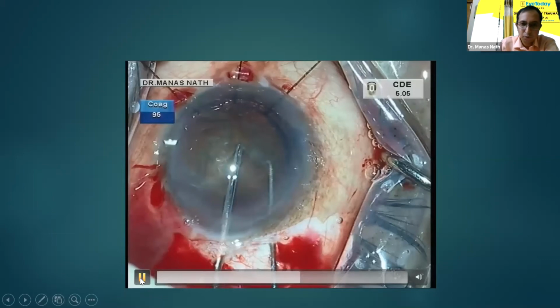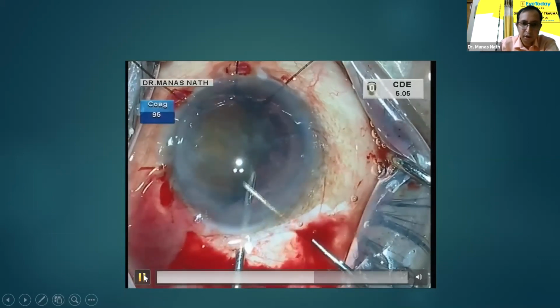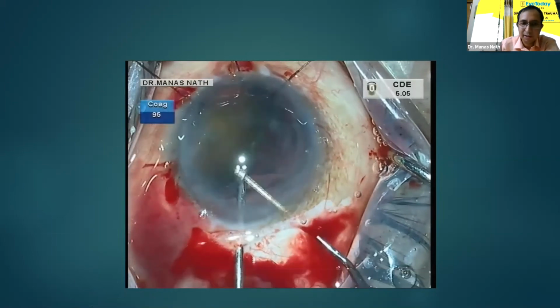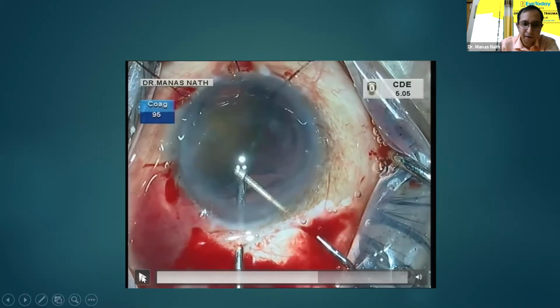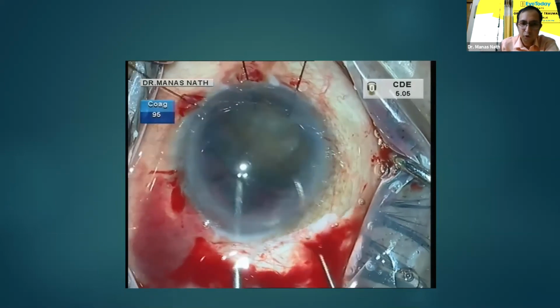The Sinskey hook will go towards the equator. It will lift the nucleus out. Once the nucleus is out, I have introduced my second instrument, a spatula, underneath the nucleus, which will act like a fulcrum, and over which the nucleus is dialed out. This will reduce the stress on the remaining zonules.